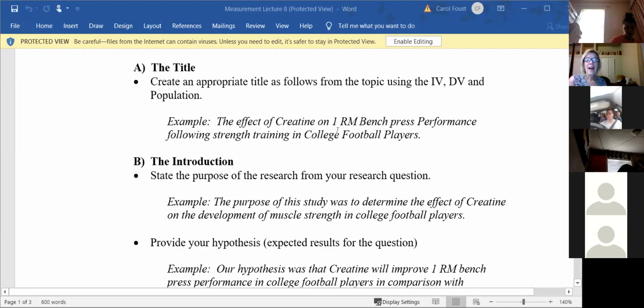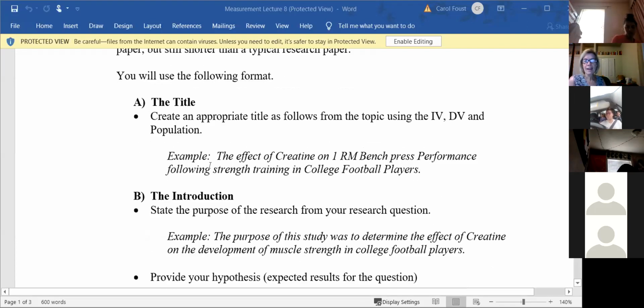And then you would also have your variables. So I'll give you an example. The example might be the effect of creatine on 1 rep max bench press performance following strength training in college football players. Okay, so that is a very typical example of a title for an experimental or pseudo-experimental study.